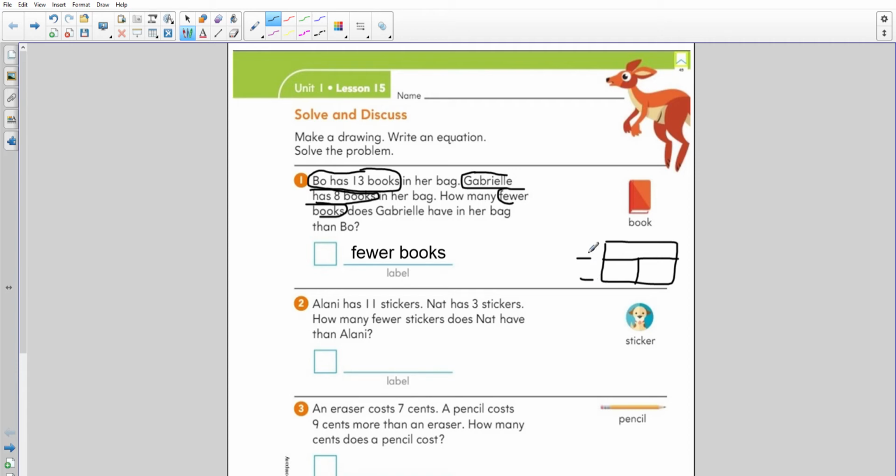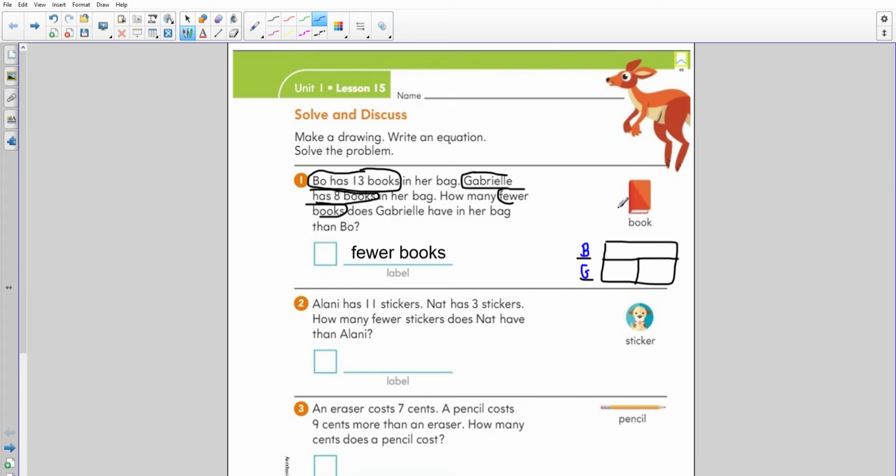So now that we have a drawing, it's important for us to go back and find out if we know who has more, who has fewer. See, Bo has 13 books. Doesn't tell me everything I need to know. It does tell me some information. It tells me Bo is one of the people, and that person has 13 books. Gabrielle has 8 books. Okay, Gabrielle is the second person, and we know exactly how many she has, 8 books. So now, thinking about that, I know who has more, Bo, who has fewer, Gabrielle.